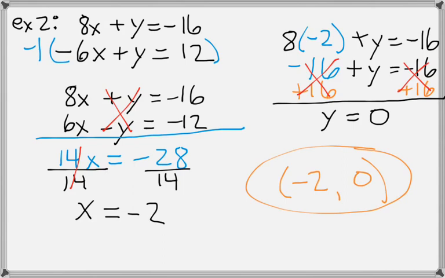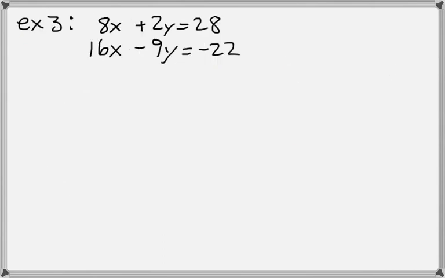Let's look at another example. In this example, we have 8x plus 2y is equal to 28, and 16x minus 9y is equal to negative 22. We need to choose which variable we want to get rid of. When making that decision, we want to keep in mind that we are trying to get same number, opposite signs. So if we look at the y's, I have a 2 and a negative 9. I have opposite signs, but there's not one thing that I can turn these into by only multiplying one equation.